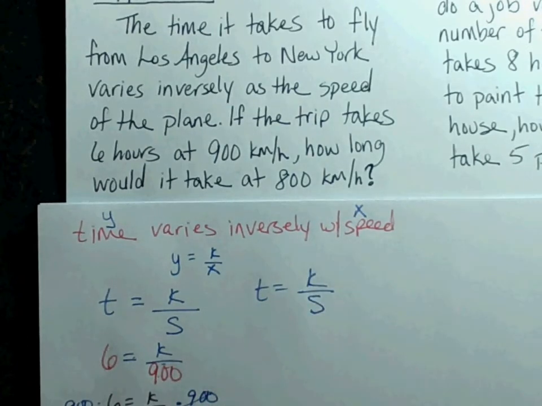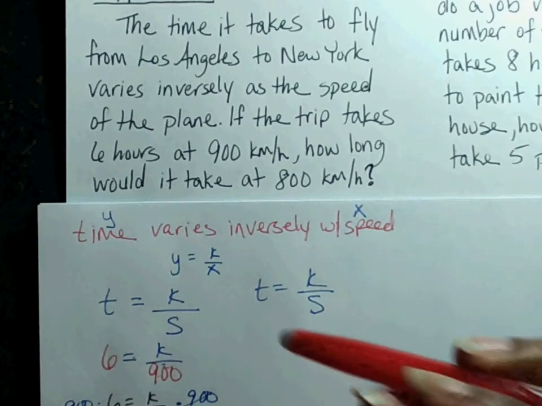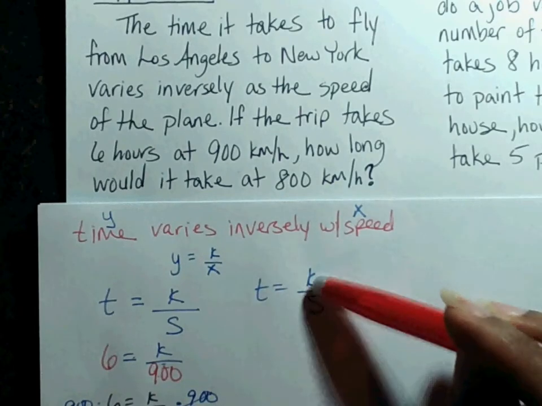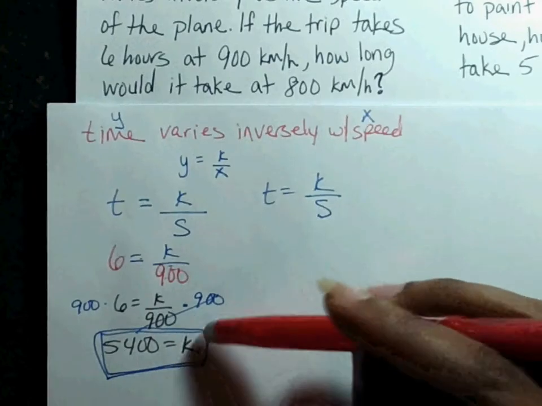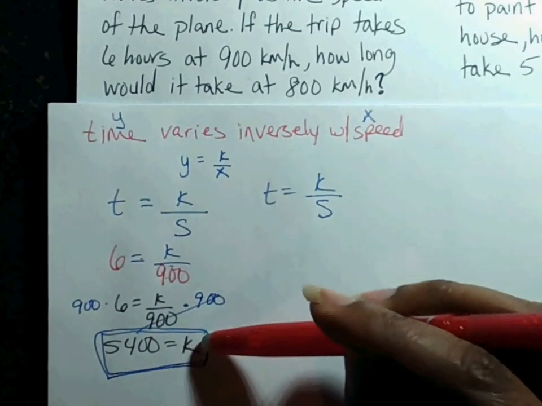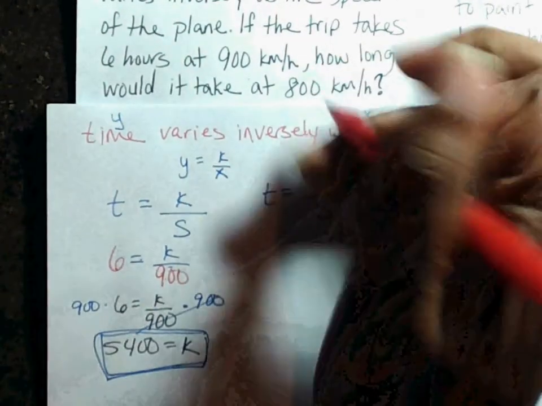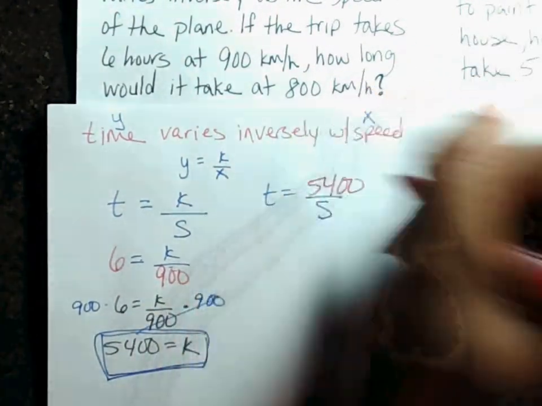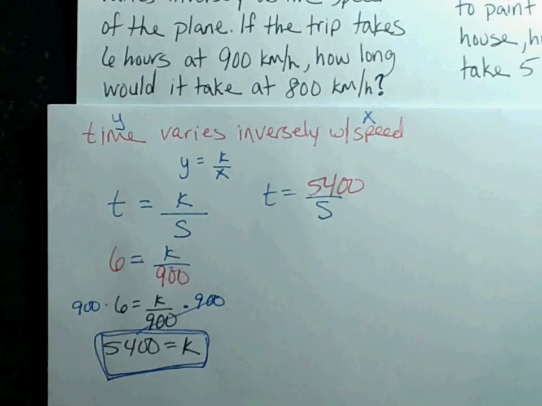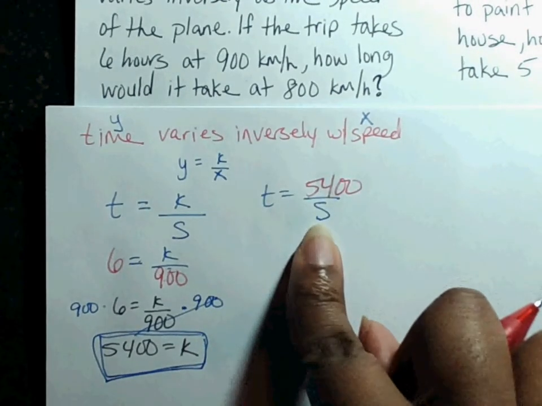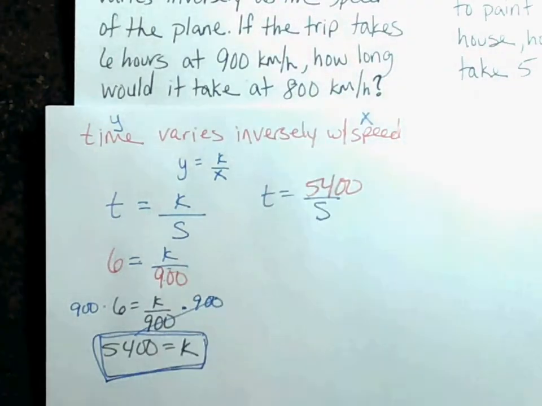I'm going to substitute in any information that I know. Do I know the time? Nope, I do not know the time of my half pair. Do I know the k? Yes. The k is the same for all of them. It's 5400. Do I know my speed? Because s stands for speed. Do I know it? Yes, it is 800.